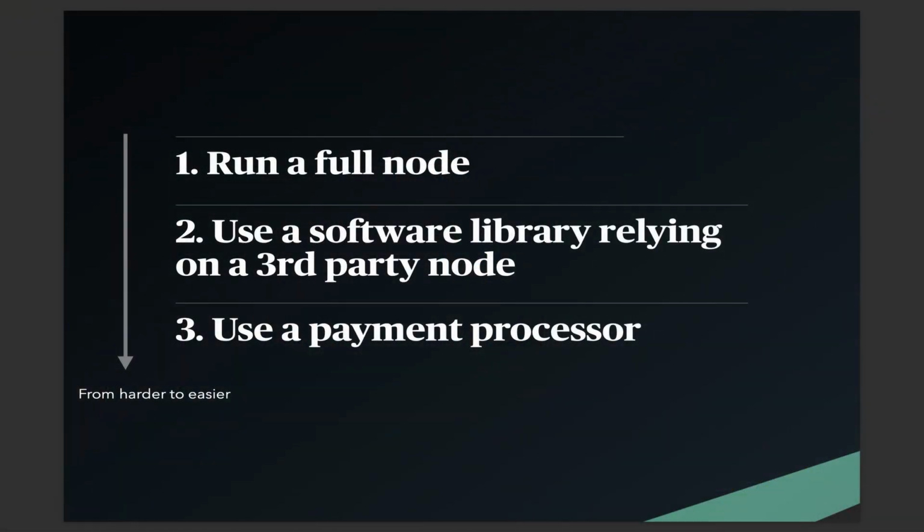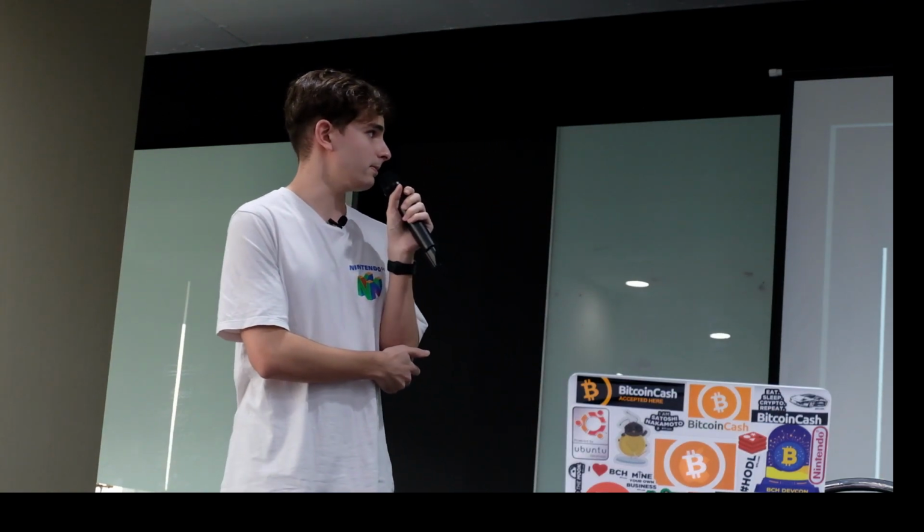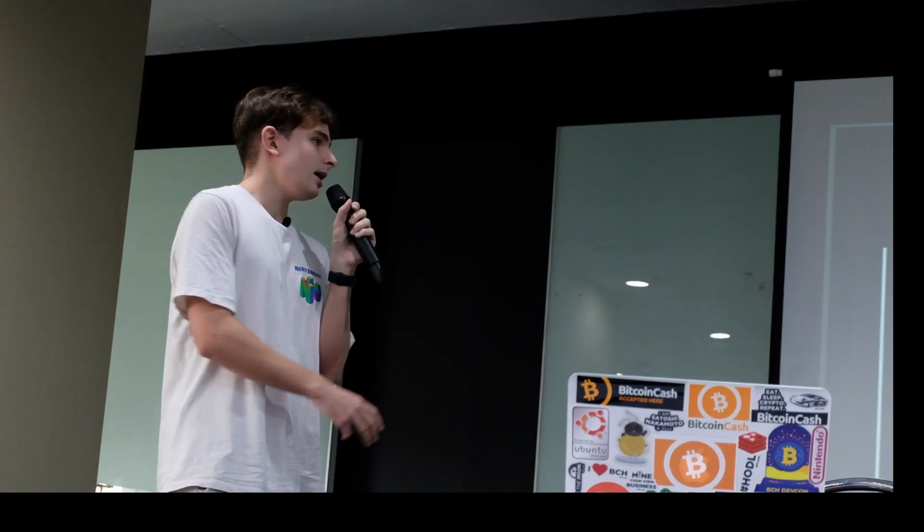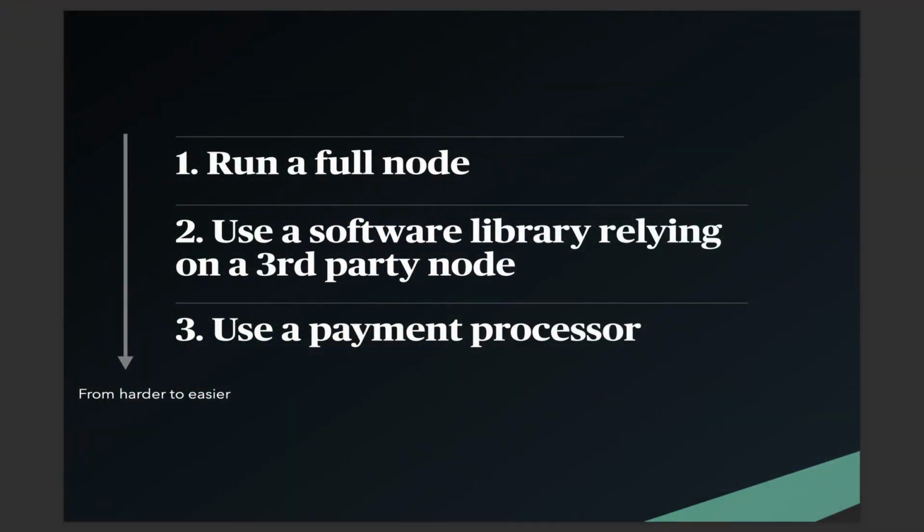So that's one of the options. You can also use a software library in your mobile app or in your website that will interact with someone else's full node, like a third-party full node. But still, you have control over the transactions and how you want to interact with the blockchain. And the third option is to use a payment processor, just like a traditional payment processor like Stripe. I think in Thailand, Omise is a pretty big one. But for crypto, there's BitPay, Coinbase Commerce, there's a bunch of payment processors.